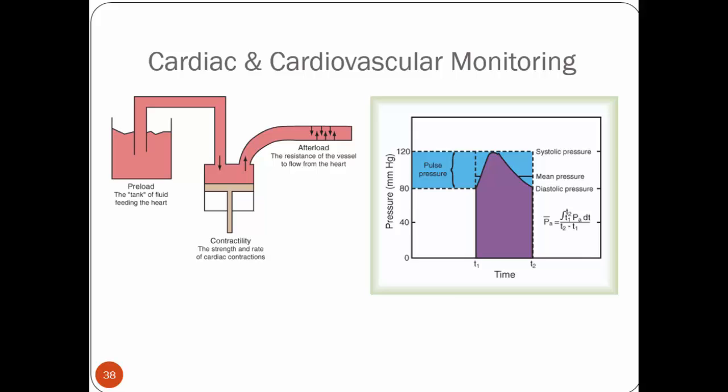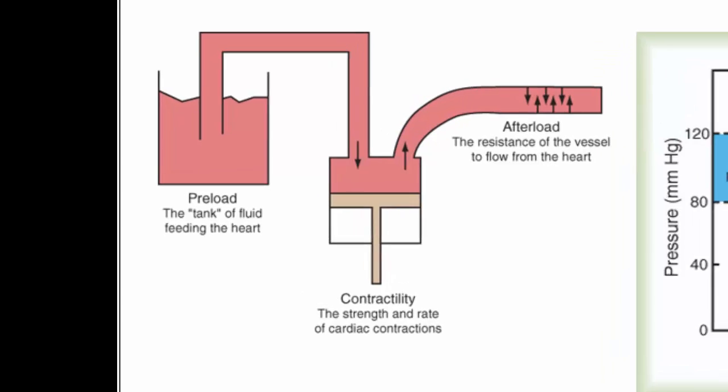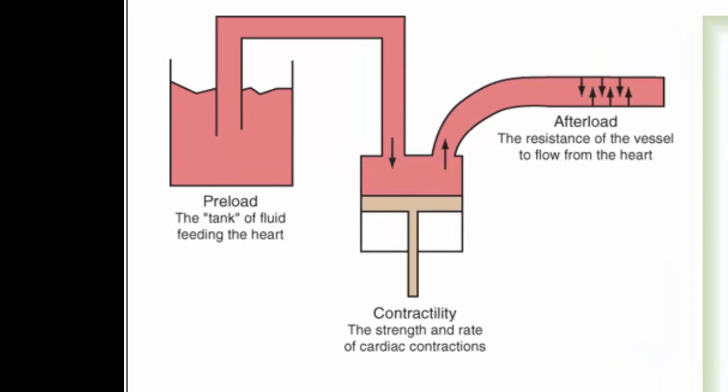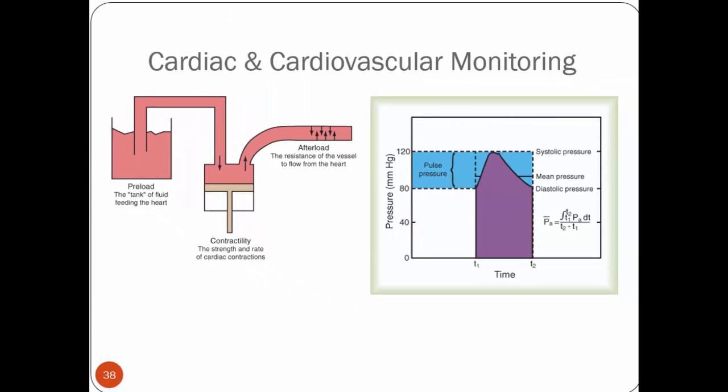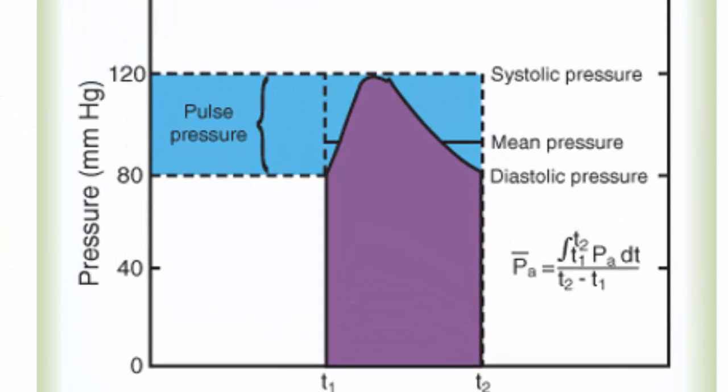This is figure 46-13 on page 1185. This is an example of preload and afterload. Sometimes these are confusing, so you can think of the preload as the tank of the fluid feeding the heart, and then the afterload is the resistance of the vessel to flow from the heart. And on the right side here, this is 46-14 on the next page. This is arterial pressure wave from systolic pressure to diastolic pressure, MAP, and pulse pressure.